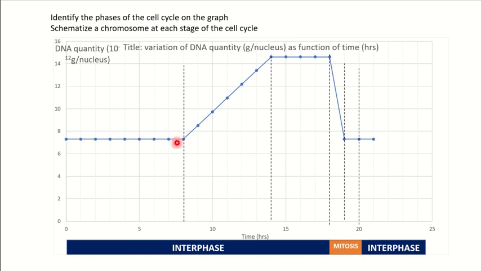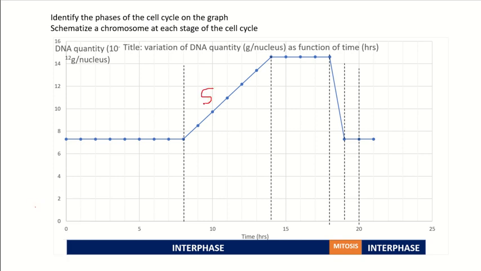7.4, it is duplicating to become 14.8. The DNA quantity is duplicating to become 14.8. So when I have this increase in the DNA quantity, it is obvious that this is the S phase, because I know that in S phase the DNA duplicates. So this will be the S phase.